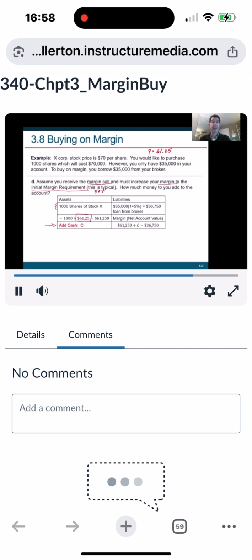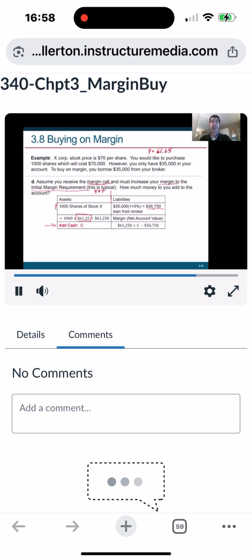So I'm going to have to drop cash into my account. I'm going to call that C, as those are going to be assets sitting in my account. All right, now I go to the other side, the liabilities. I still owe this loan to the broker. I owe the $35,000 plus the 5%.